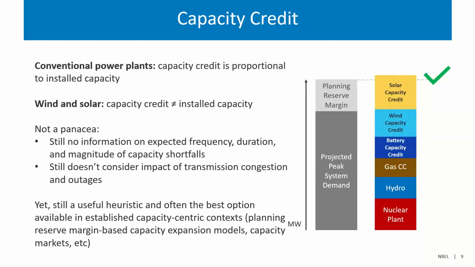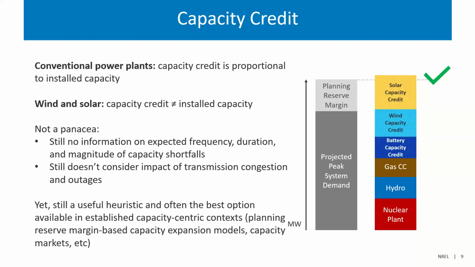With conventional power plants, it's easier to determine the capacity credit because you don't have the variability of generation similar to wind and solar resources. So it's easier to say that the capacity credit is proportional to the installed capacity. With conventional units, you're only taking into consideration forced outage rates when calculating capacity credit. On the other hand, for wind and solar, you can't really say that the capacity credit is proportional to the installed capacity, because you have to take into consideration forced outage rates and also the variability in the generation of these resources.